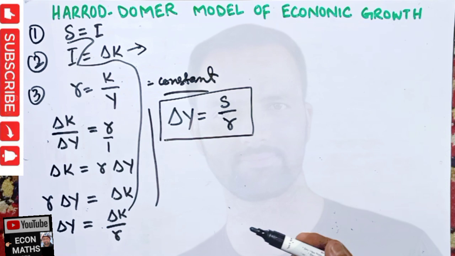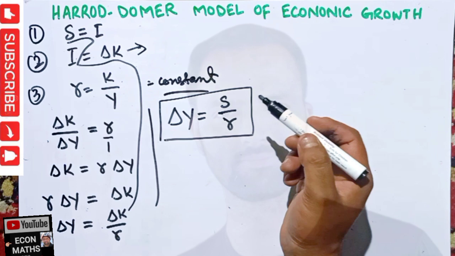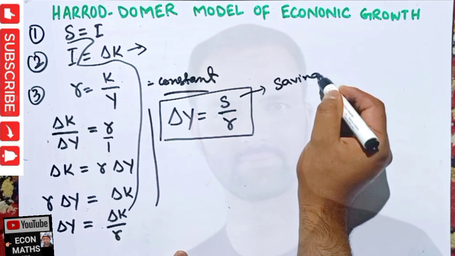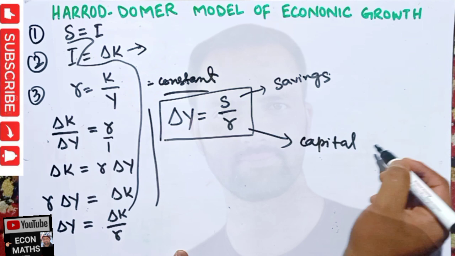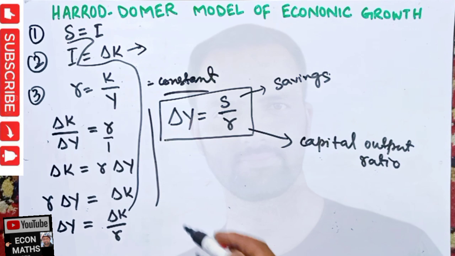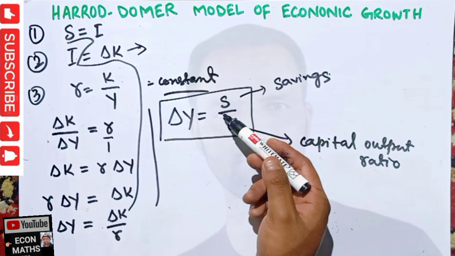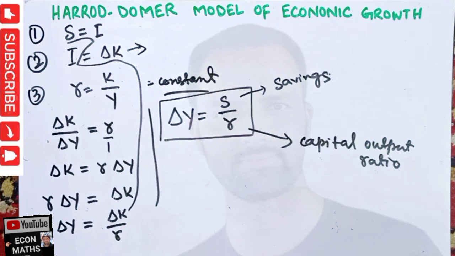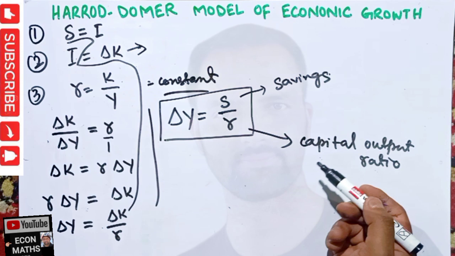And what does this tell? It simply tells that a change in the GDP, or the growth rate of a country, depends upon the level of savings, okay, and it depends upon the capital output ratio, okay. That means the change in the output of an economy, rather the rate of economic growth, depends upon two things, that is the level of savings in the economy and the capital output ratio. Higher savings will lead to higher investment, okay? And as I have told you, the number of units of capital required to produce one unit of output is called the capital output ratio.